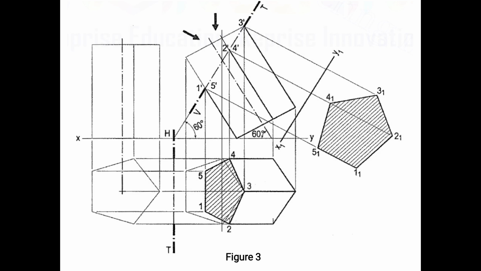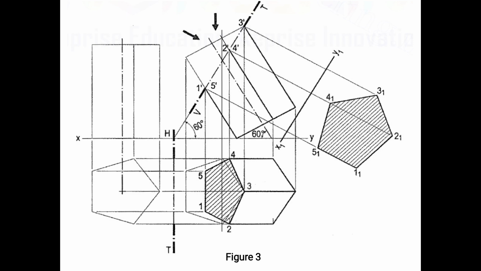Then you draw the plane that is inclined at 60 degrees to the HP. You will get the second stage, that is, you tilt the first stage front view by 60 degrees, the axis is inclined at 60 degrees to the HP, and you will get the second stage top view.